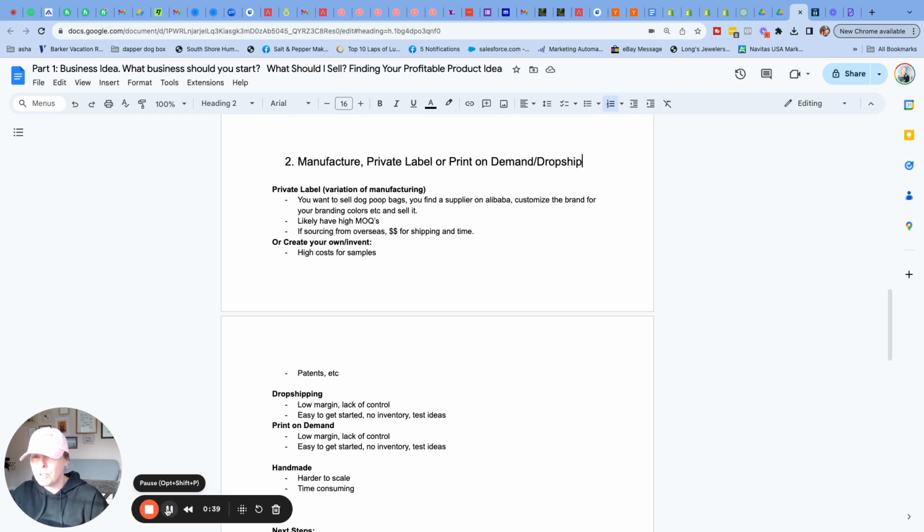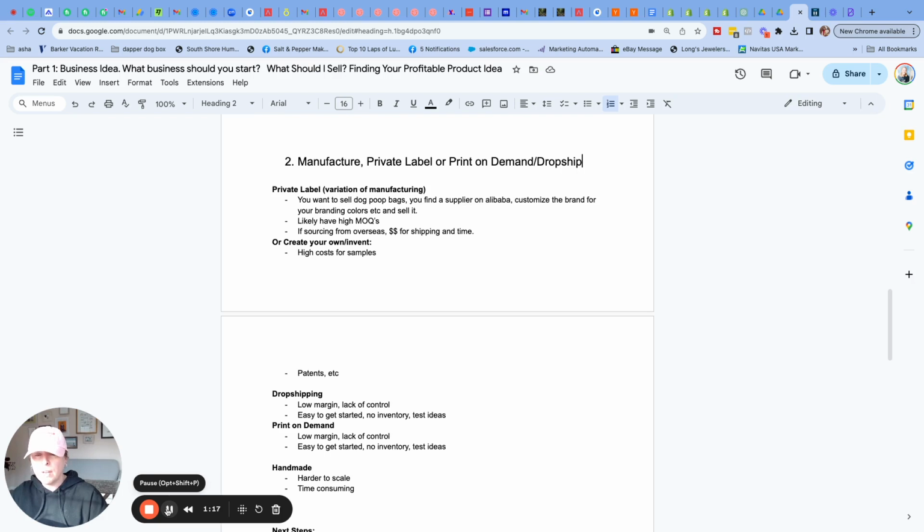So the first one is going to be a variation of manufacturing or private labeling. This is where you will likely, I'm just going to go with assumptions here, work with an overseas supplier where you might order products from overseas. You might add some customization to them. For example, a dog poop bag, which is a business I'm starting, I am customizing the poop bags by color, by design, and then I'm going to do really fun packaging. So I need to find a supplier that can offer customization and can do some of the things that I want to do.